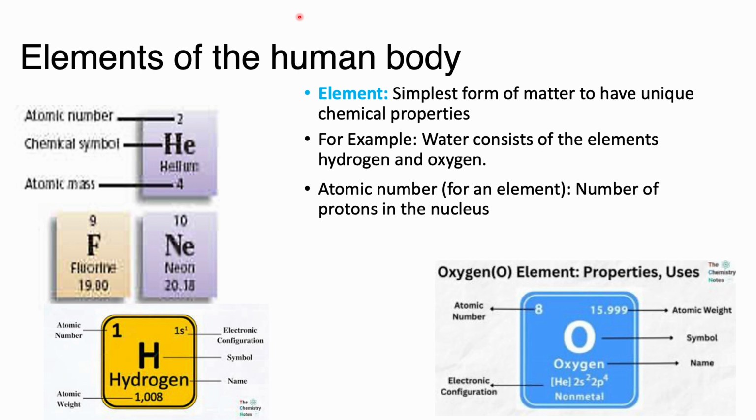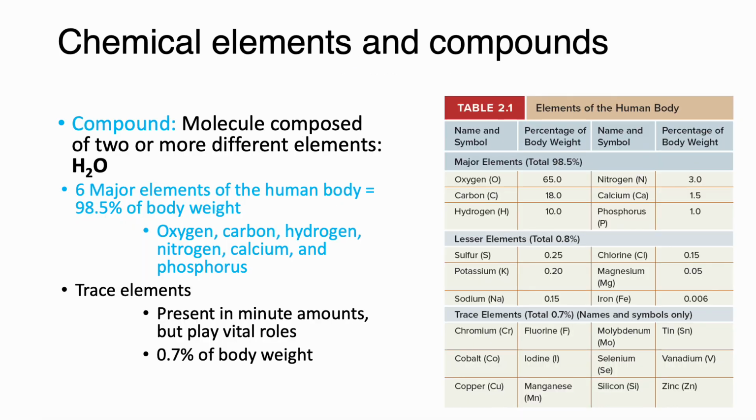All right, so let's continue. Here we see an example of the element oxygen. The atomic number is 8, so it has 8 protons. Here we see helium, neon, and fluorine. All right, let us continue. So what is a compound? A compound is a molecule composed of 2 or more different elements. For example, water, or H2O, is made up of the elements hydrogen and oxygen.